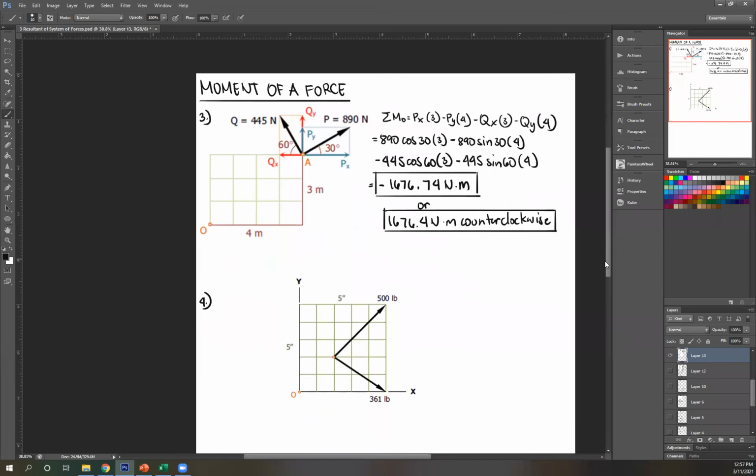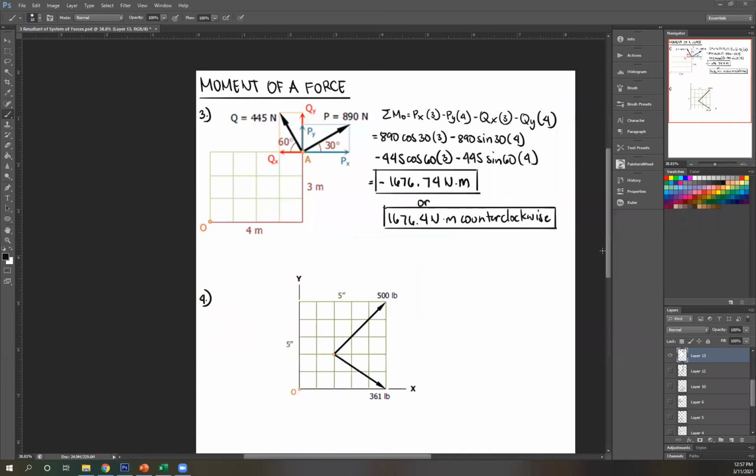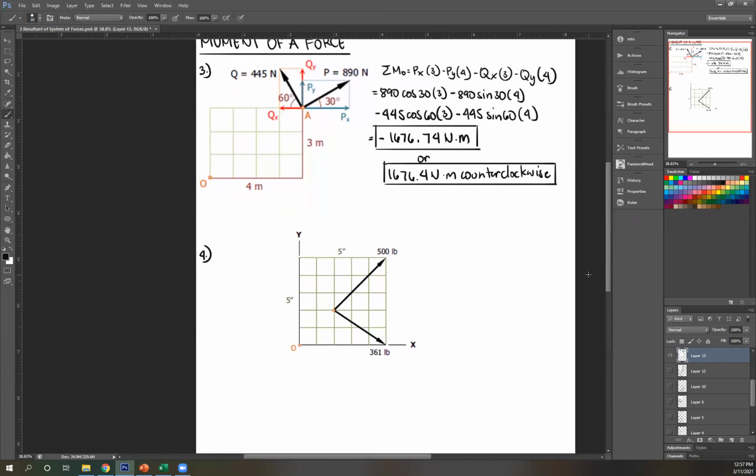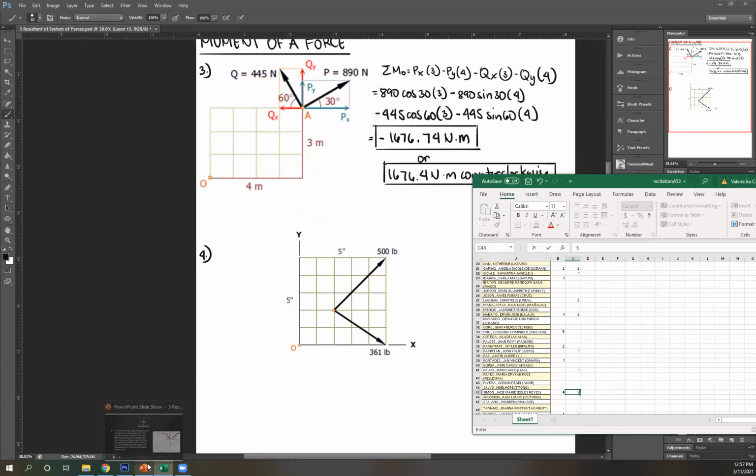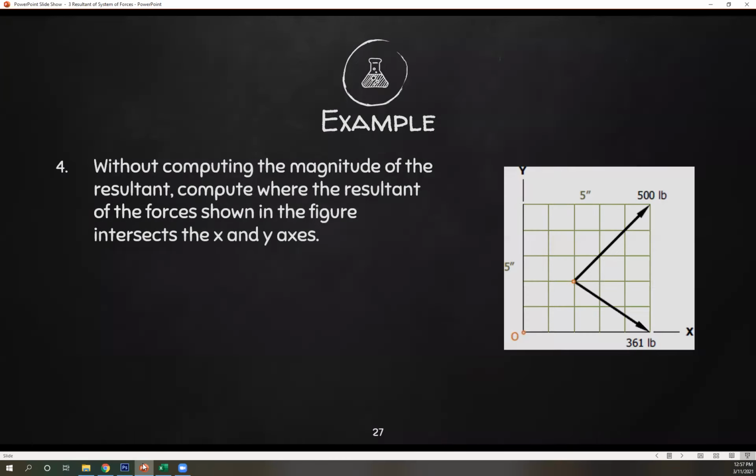So for the following problems, I want you to solve. You can solve with me if you want so that you can just check your answer. Okay, let's move on to number 4.